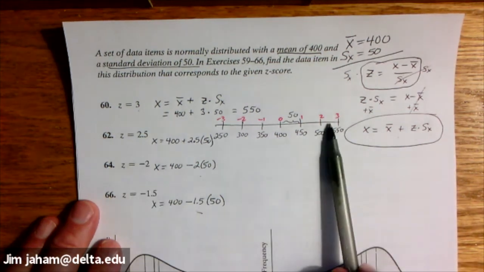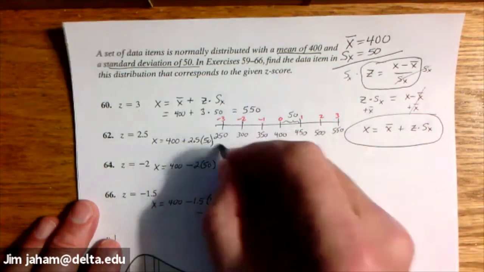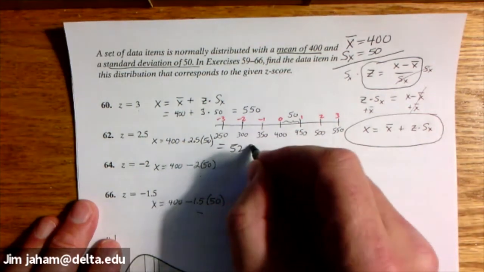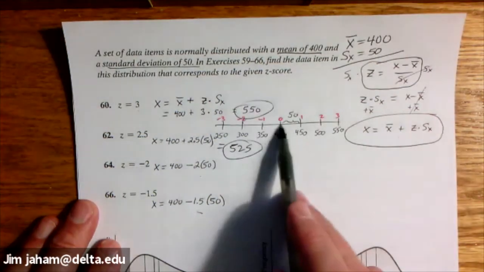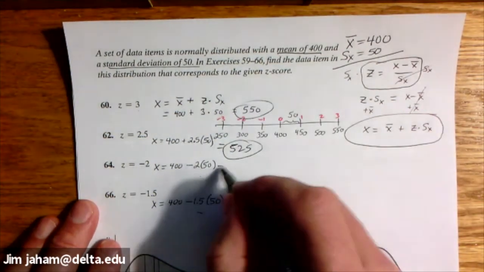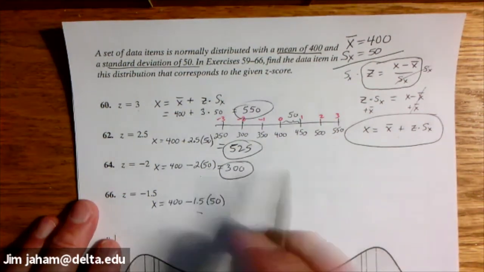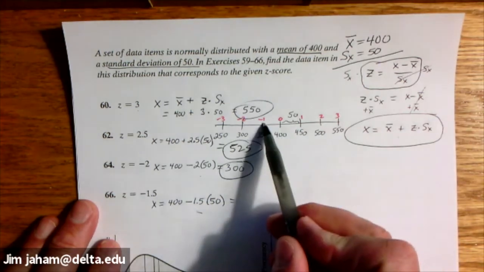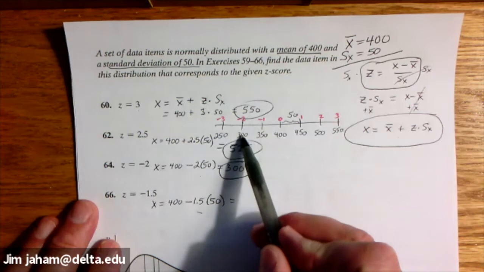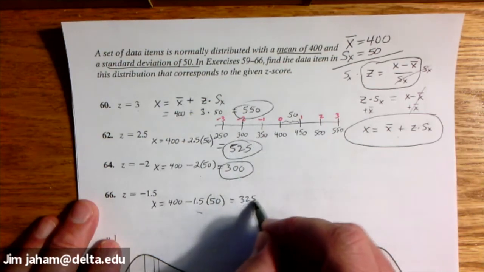2.5 standard deviations would be here. You can see that right between 2 and 3 would be 2.5, and right between 500 and 550 is 525. -2: 1, 2, there it is, 300. So this is equal to 300. 200 minus 100. And 1.5 standard deviations below would be right here, directly between 300 and 350, so 325.